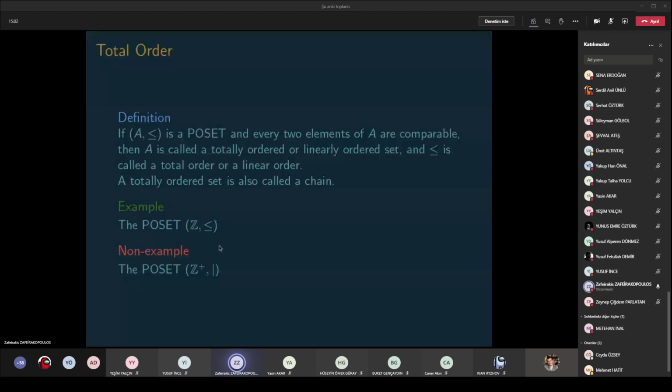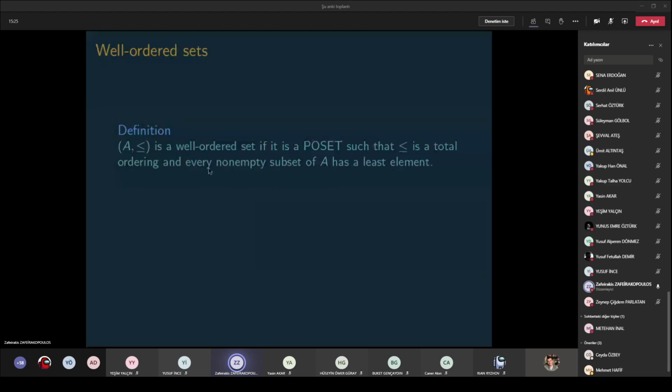But in the poset of positive integers with divisibility, we saw that 3 and 5, for example, are not comparable. So it is not a total order. Total order just means that you cannot find two elements that are not comparable. Now, if we have a poset, we call it well ordered if this relation is a total order and every non-empty subset has a least element.